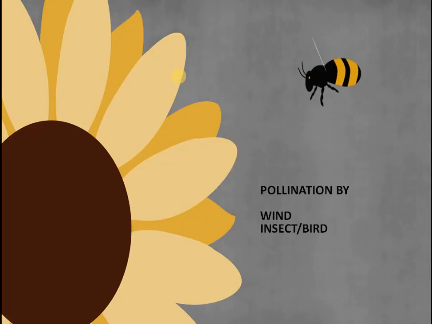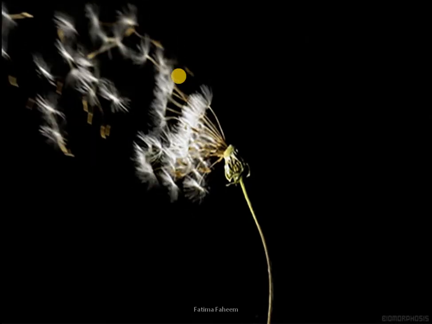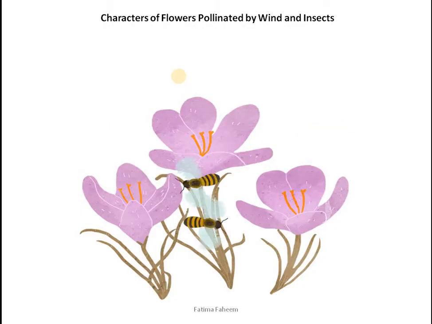So let's see the pollination by wind and insects. As the name indicates, pollination by wind means the dispersal of pollen because of wind, while the transfer of pollen by insects and birds would be called insect pollination. What are the characters of those flowers which facilitate wind or insect pollination? We have to see what features of those flowers would lead to wind pollination and what would lead to insect pollination.